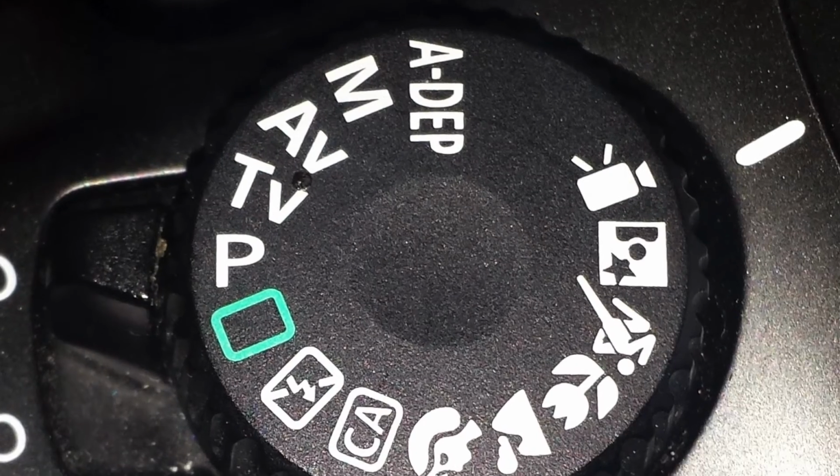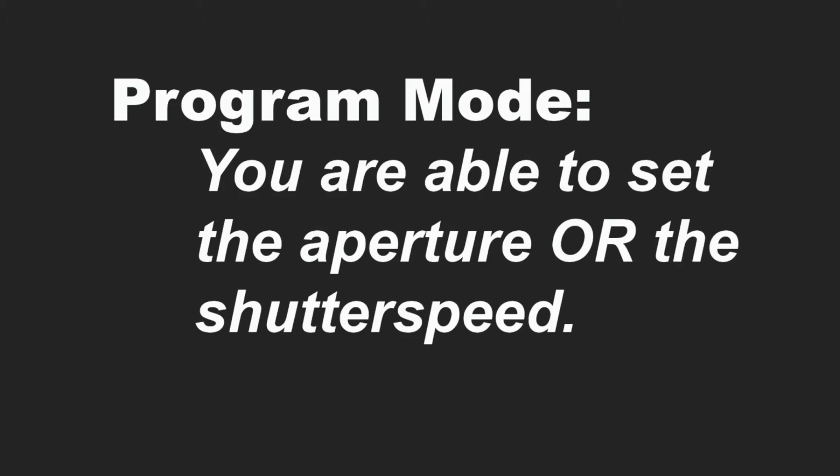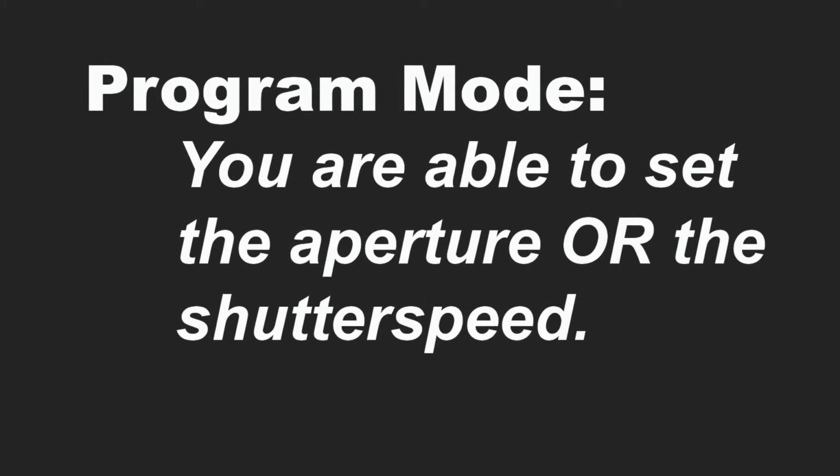The last 2 settings that I'm going to talk about are program mode and manual mode. In program mode, you are able to set either the aperture or shutter speed. If you set the aperture, the camera will adjust the shutter speed. If you set the shutter speed, the camera will adjust the aperture. As for the manual mode, it is exactly what it says. It gives you full control over the exposure.